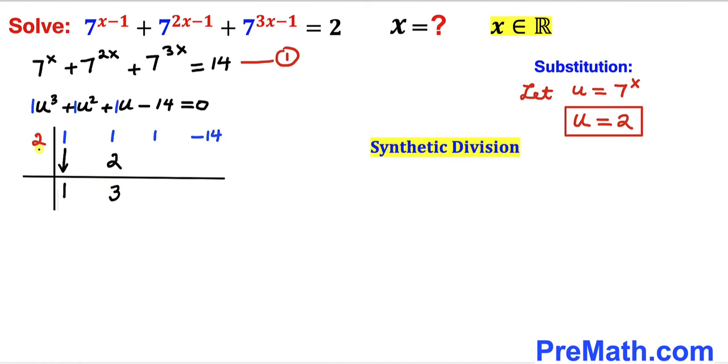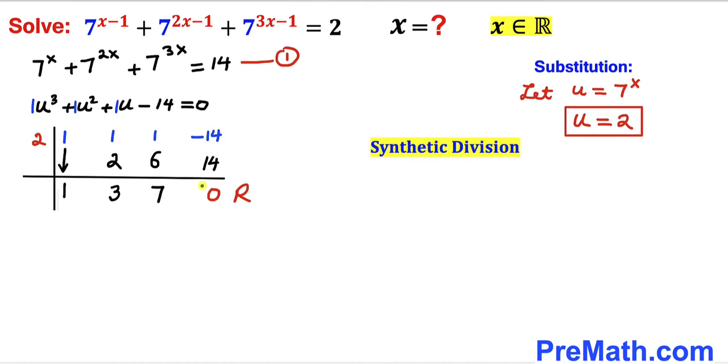Let's cross multiply. 2 times 3 is going to give us 6 over here. And 1 plus 6 is going to give us 7. And finally we are going to multiply 2 times 7. That is going to give us positive 14. And if we add negative 14 and positive 14, that is going to give us 0. And 0 is going to be our remainder.